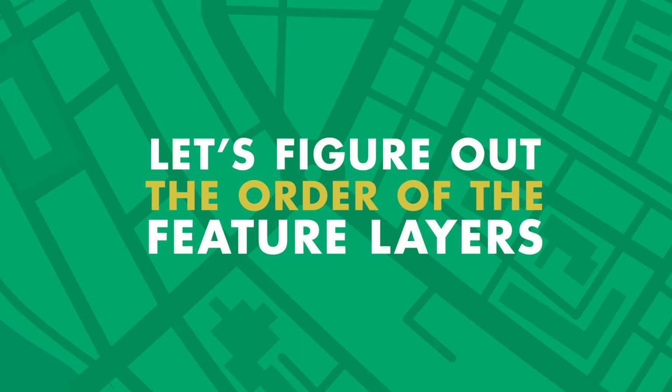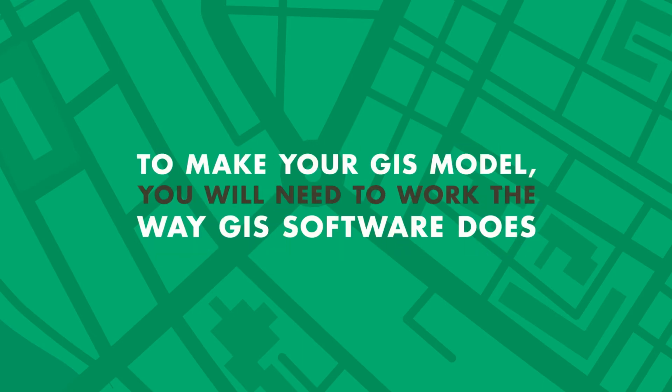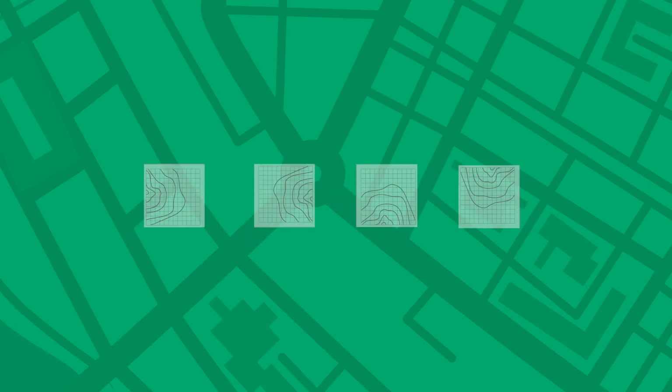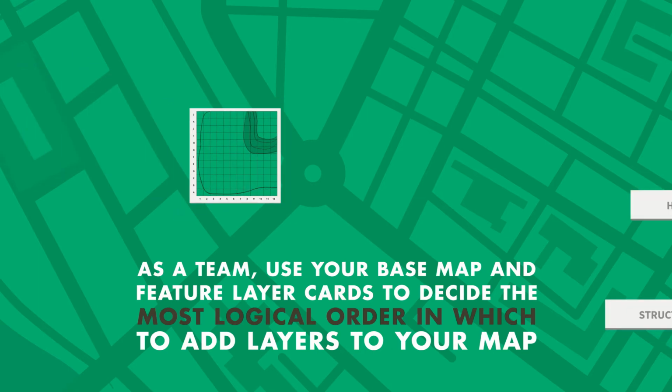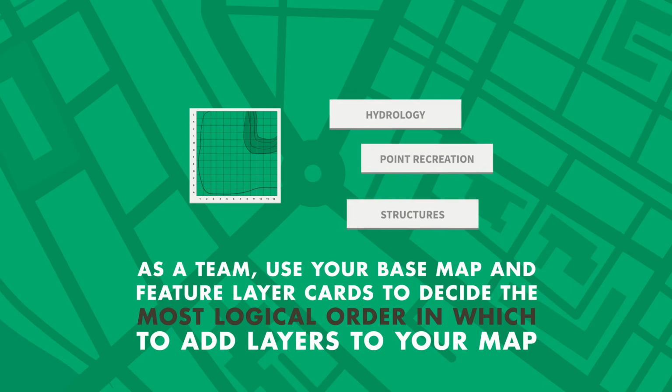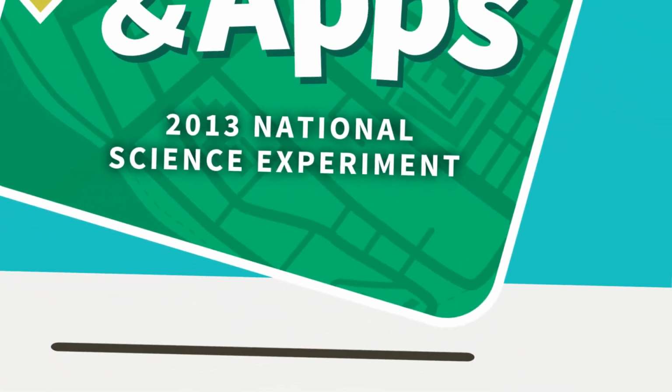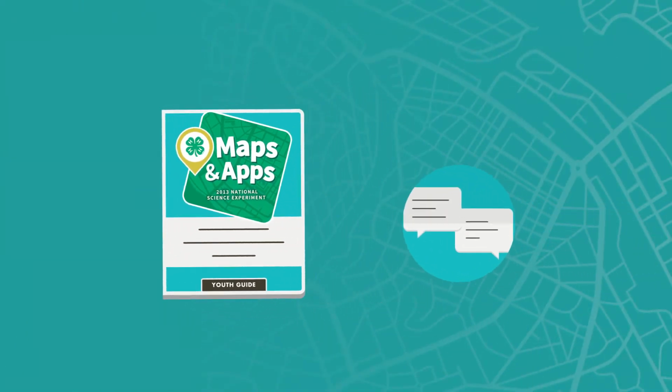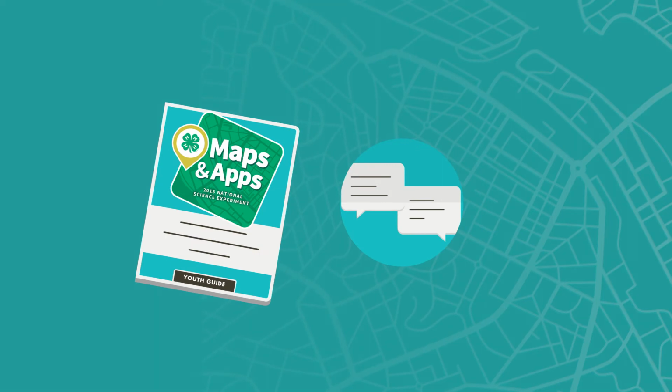Okay, let's figure out the order of the feature layers. To make your GIS model, you will need to work the way the GIS software does, by creating layers of related features and placing them on top of each other. As a team, use your base map and feature layer cards to decide the most logical order in which to add layers to your map. Record the order in the Maps and Apps Youth Guide, where you will find a few discussion questions to help determine the feature layer order.